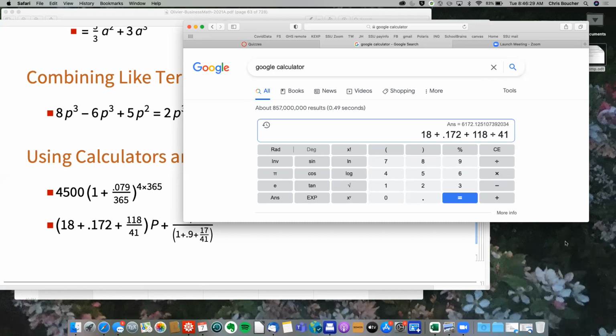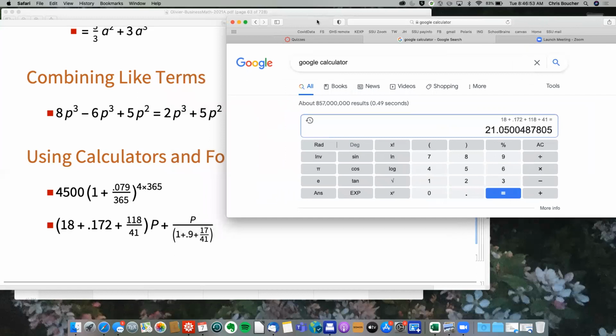All right. So this comes out to be, I'm going to call that 21.05. So that first term is 21.05 p, right? Because we calculated the thing next to the p. Okay, good. So now this thing's in the way a little bit. What should I do next?